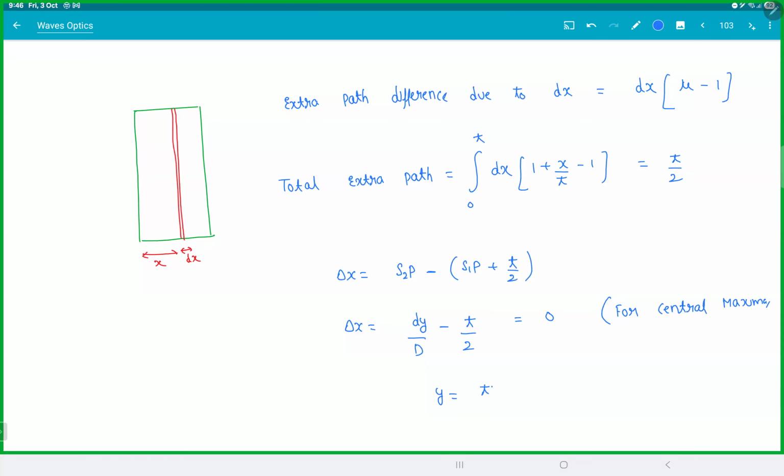y is equal to t capital D by 2 small d. Clear? All clear with this?